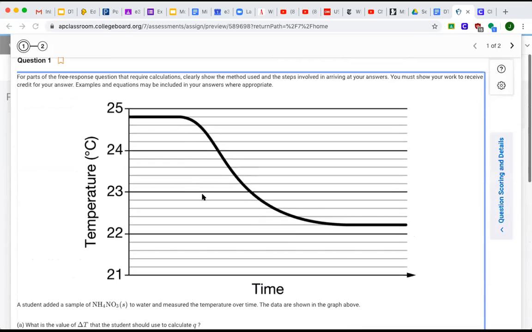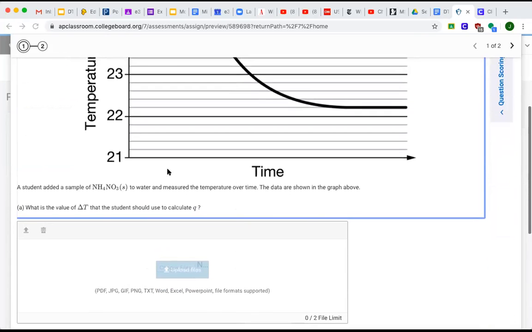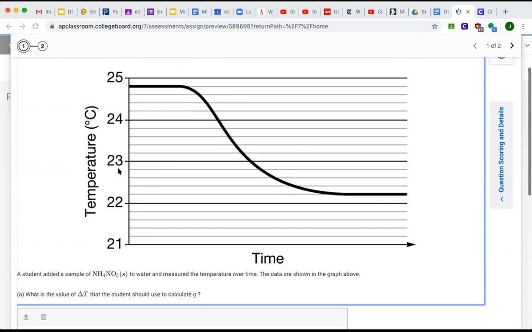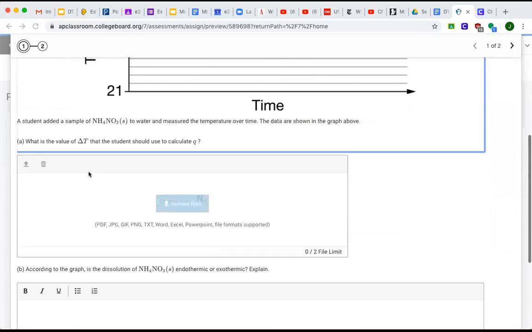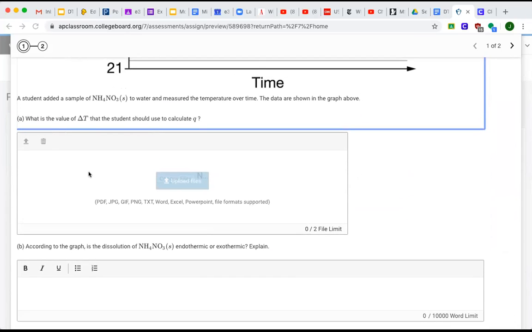So, gentlemen, you've had time to look at A and B. Antonio, what'd you get for A? For A, I got 2.6. Okay, so if you do 24.8 minus 22.2, you get 2.6. That makes sense to me. Kaiten, did you get the same thing? Yeah, I got the same thing. Perfect. Then according to the graph, is the dissolution of ammonium nitrate endothermic or exothermic?